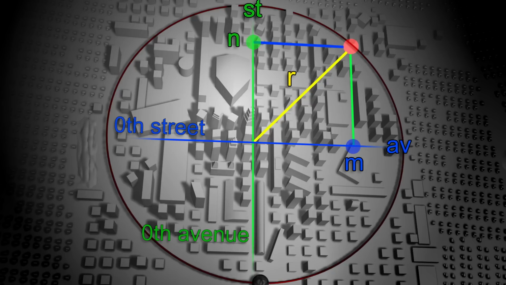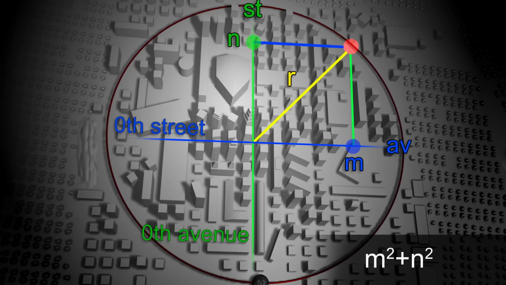And the red point is then described by the equation street number squared plus avenue number squared is equal to the radius squared. That's the equation of the circle. It's just Pythagoras' theorem applied to New York City.